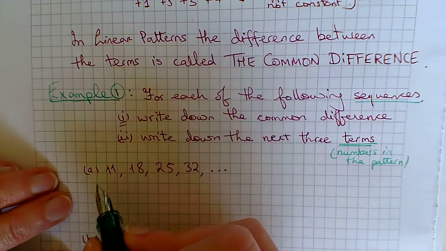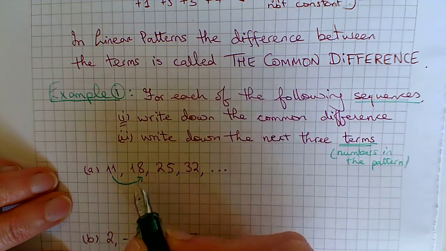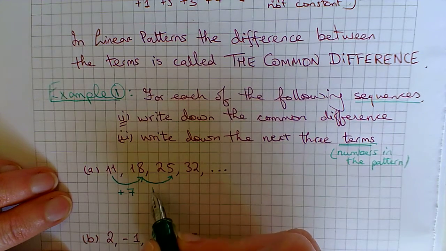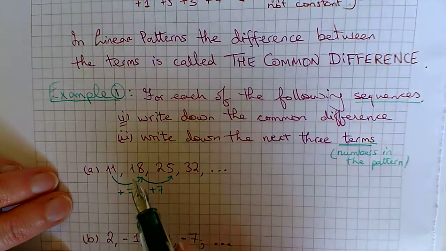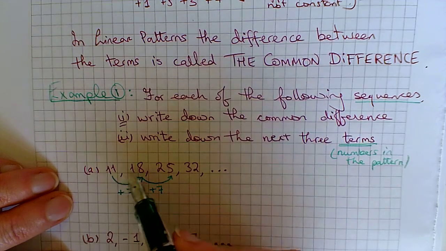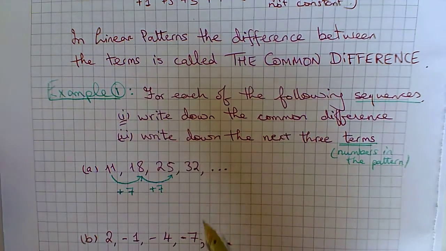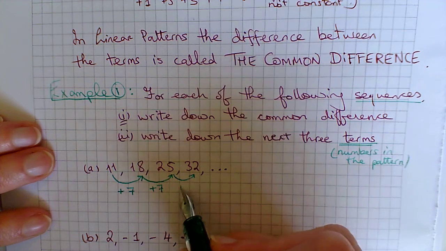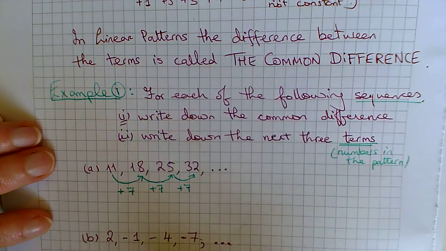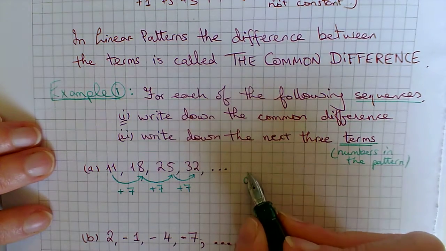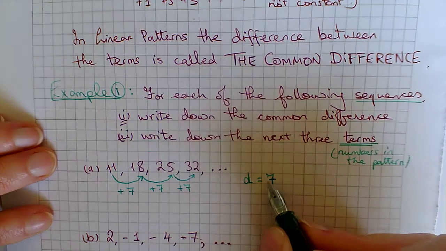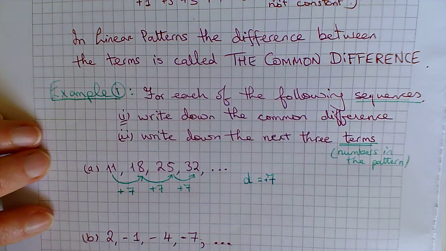So let's look at what's happening here. Going from 11 to 18, I've added 7. Going from 18 to 25, I've added 7 again. How do I know that? Well, 18 take 11 is 7. 7 plus 11 is 18. Whichever way you want to think about it is fine. If I add 7 on here, again, that's correct. It's the same every time. I'm adding 7 every time. So D, my common difference, is 7. I can put a plus in front of it if I like, but we don't have to. So my common difference is 7.